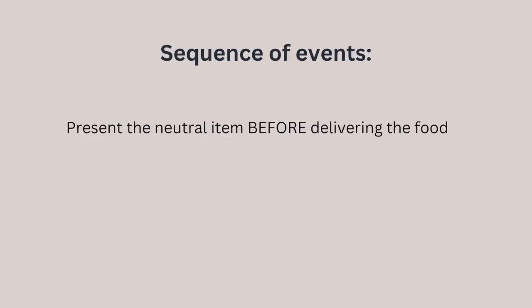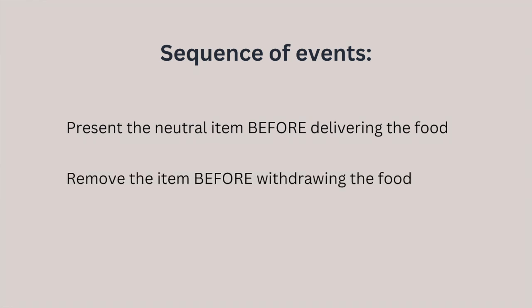Present the neutral item before delivering the food. You can present the item, remove it by putting it behind your back, and then deliver the food. Or you can also present the item, leave it there, and keep feeding while the item is present. But the important takeaway here is that the neutral item appears before the food does.